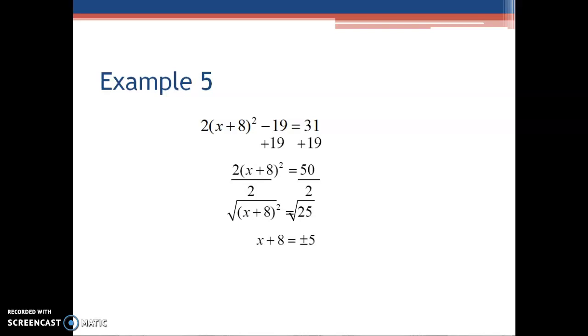Now we still haven't actually solved for x yet. X is still not by itself. So what we need to do is we need to actually write two separate equations, one where x plus 8 is equal to positive 5, and one where x plus 8 is equal to negative 5, because there were two possibilities. Then we'll solve each of those equations, getting x by itself by subtracting 8 from both sides. So we'll end up with x is equal to negative 3 from this first equation. And in the second equation, after subtracting 8 from both sides, we end up with x equals negative 13. So those are my two answers. X equals negative 3 and x is equal to negative 13.